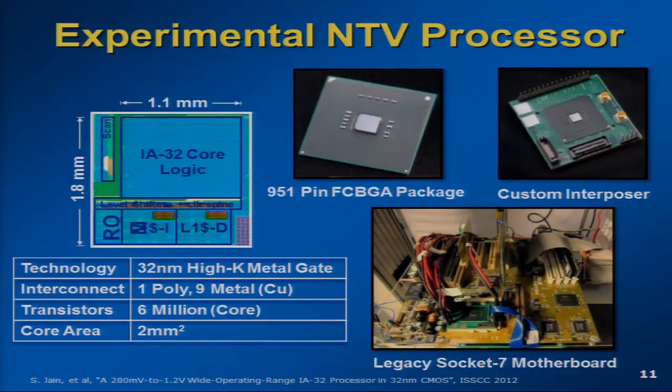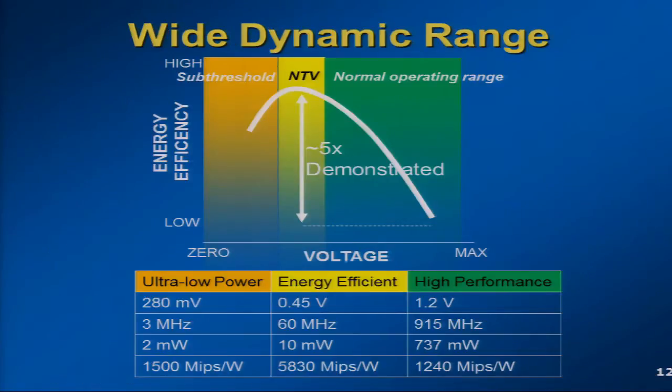Don't ask me how much we paid for it. It's an old Pentium motherboard from eBay. And we had to build an interposer. We put this interposer, and this system with a legacy Socket 7 motherboard booted Linux and Windows. It worked. So we characterized it. When you characterize it, this is what it looked like.